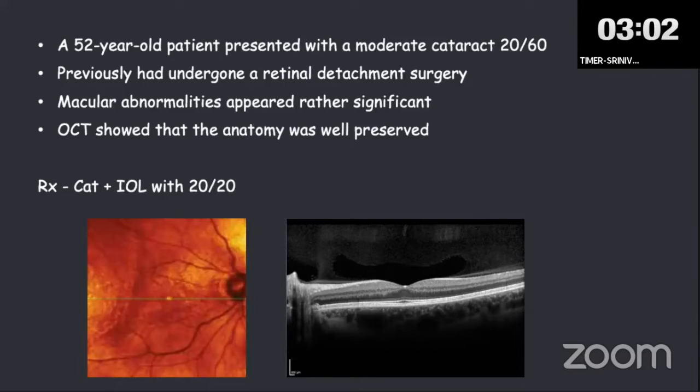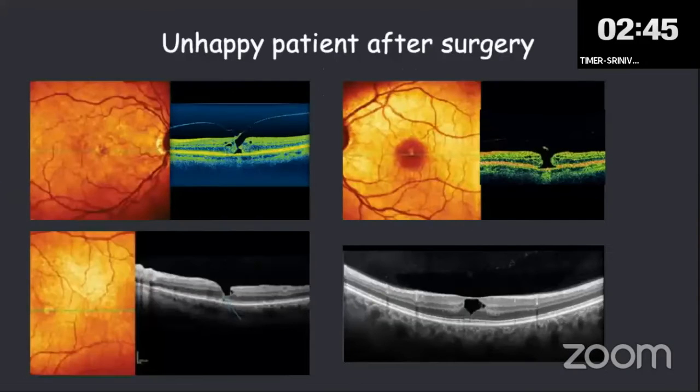He had previously undergone a retinal detachment surgery. The macular abnormalities appear significant on the color fundus photo, but the OCT showed very well preserved layers because it was actually a buckle surgery. So the patient's vision was very good post-op, and he was very, very happy.